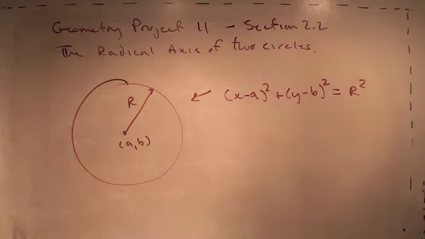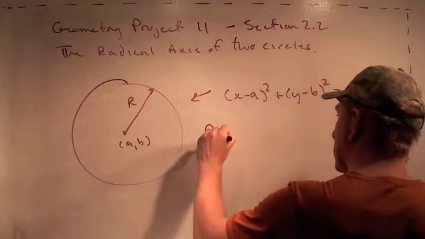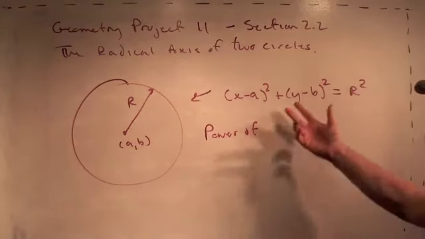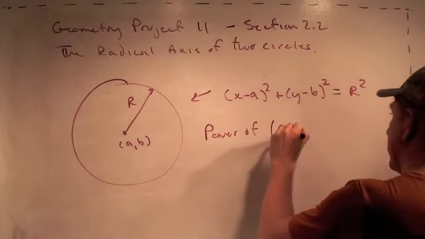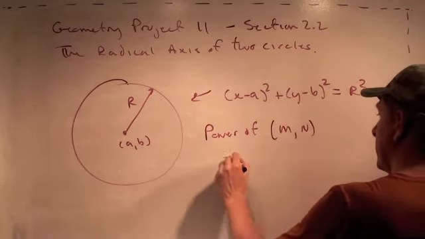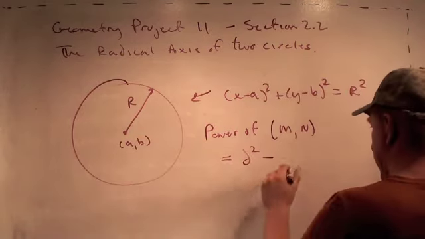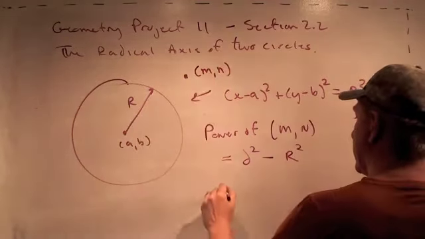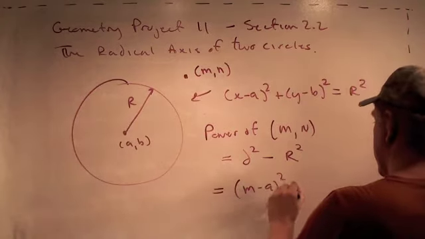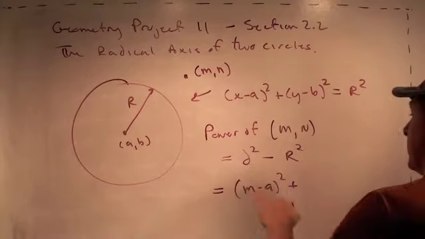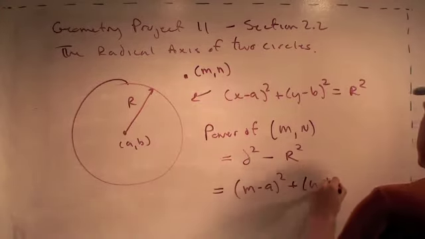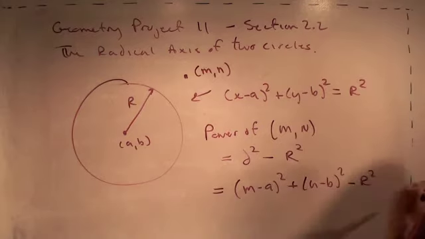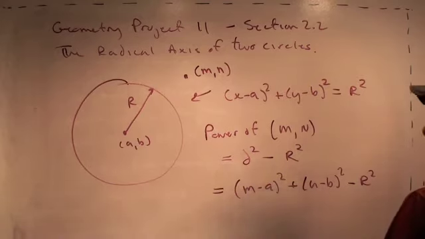Okay? And if we look at any point, you remember the power of a point. I've already used a and b and x and y, so let's call the point m, n. The power of the point m, n equals the distance to the center of the circle squared minus r squared. Well, if a point is over here, m, n, that distance squared is equal to (m minus a) squared plus (n minus b) squared, and then we have to subtract r squared. So for a general circle and a random point in the plane, here is the equation for the power of that point.